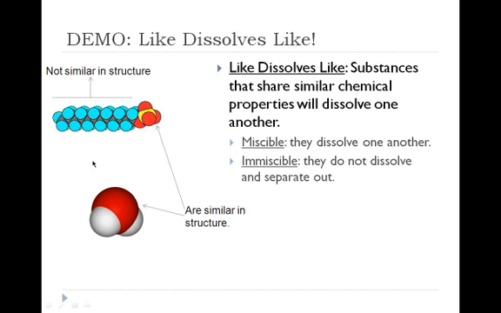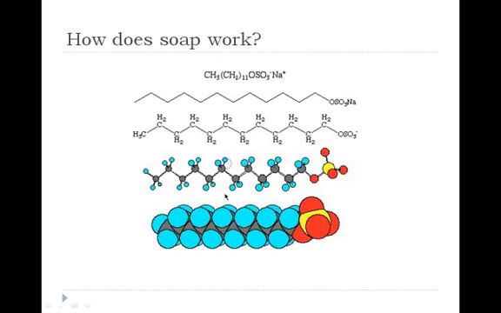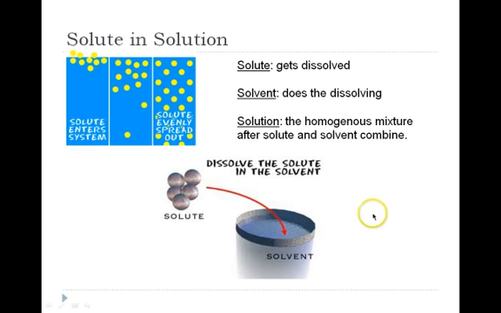So the soap can actually dissolve both. It's similar because the head of it has a polar end and the tail of it has a non-polar end. And here's an example of a number of soap molecules. All right, so let's talk about the dissolving process and also how things dissolve more specifically.